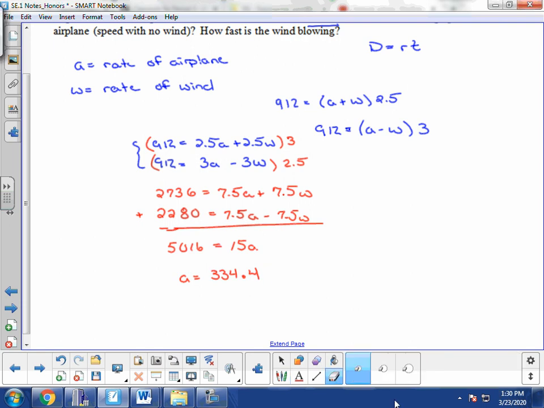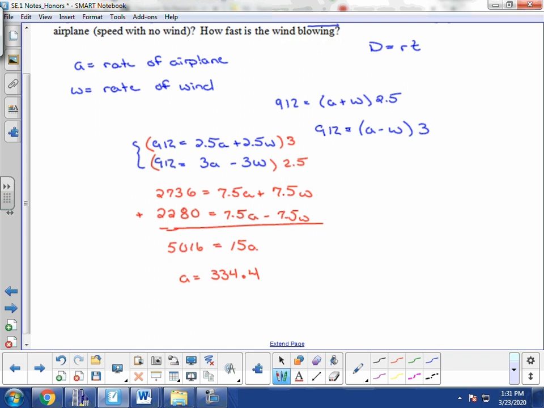Again, you can type that into your calculator to get these computations. I have done this already, but you can take 3 times 2.5, 3 times 912, 2.5 times 912, add these together, divide by 15. You can do all that in your calculator. Now let's figure out how we're going to come up with W. Well, once I know one of the variables, I substitute back in to find the other.